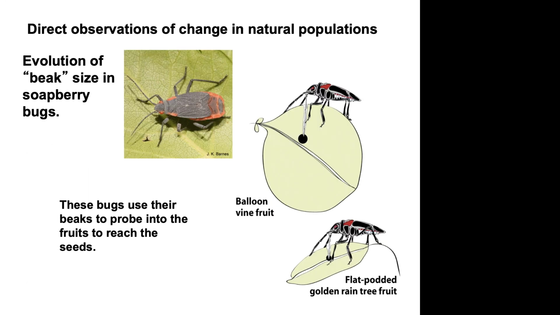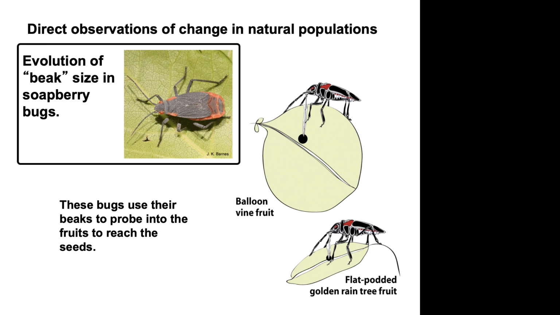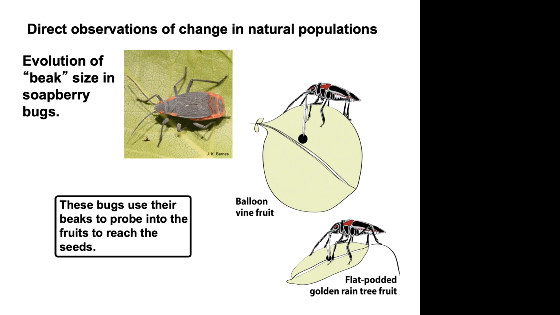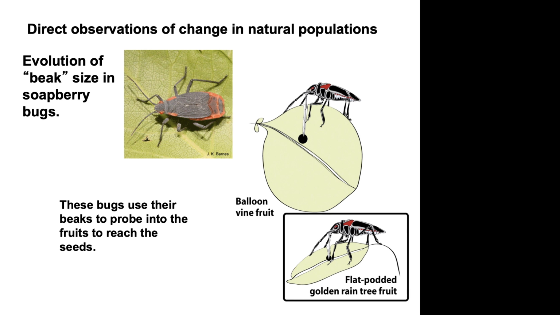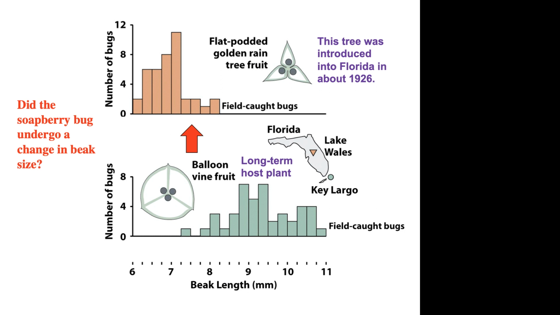Here's an example of microevolution that occurs in the soapberry bugs in Florida. The bugs use their beaks or proboscis to probe into the fruit to reach the seeds and feed on the seeds. But there's a flat-podded golden rain tree fruit that was imported, and the soapberry bugs that feed on that have shorter beaks.